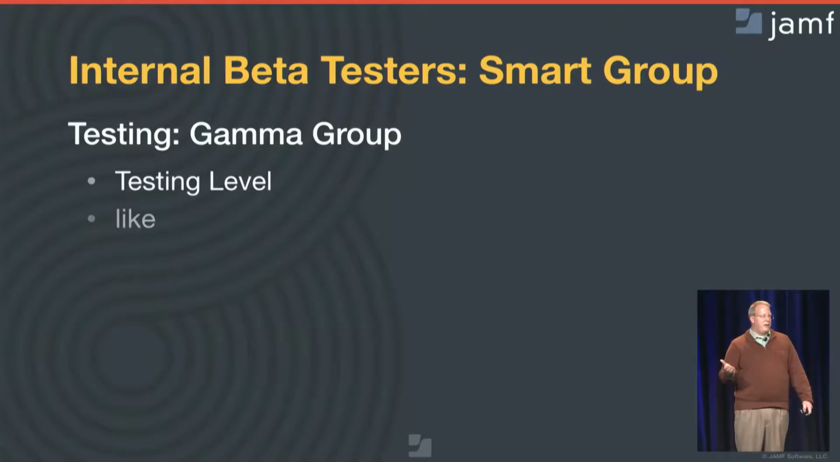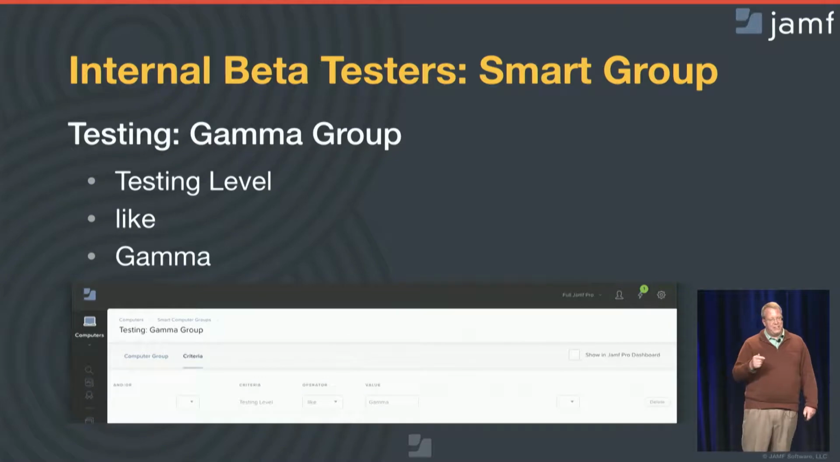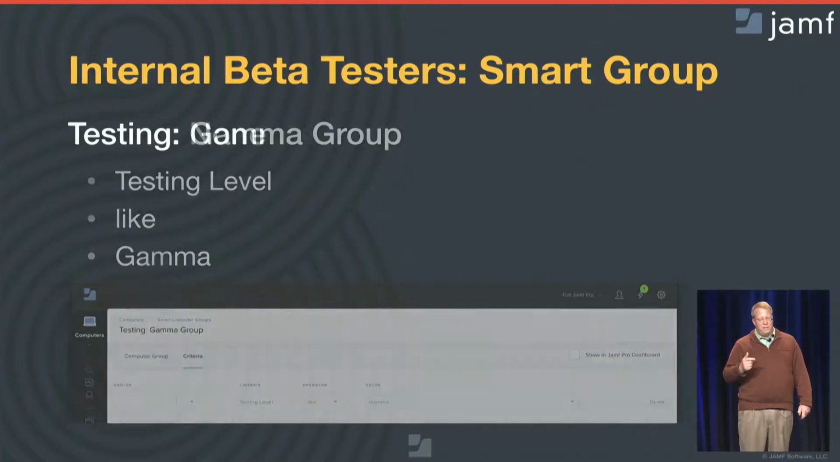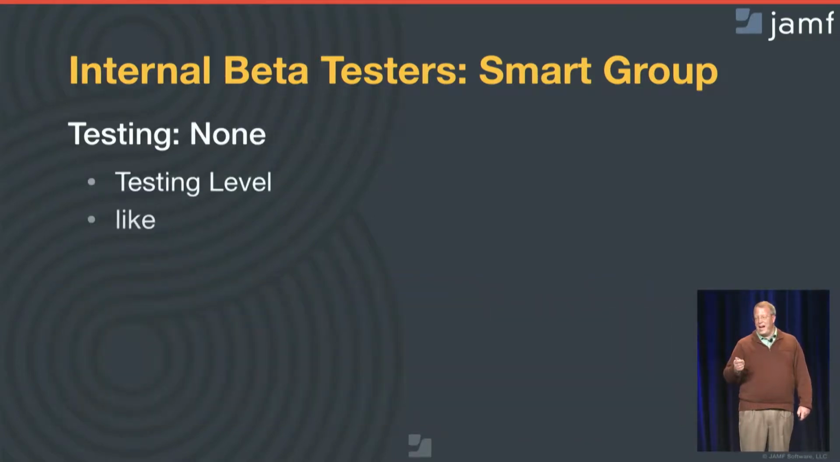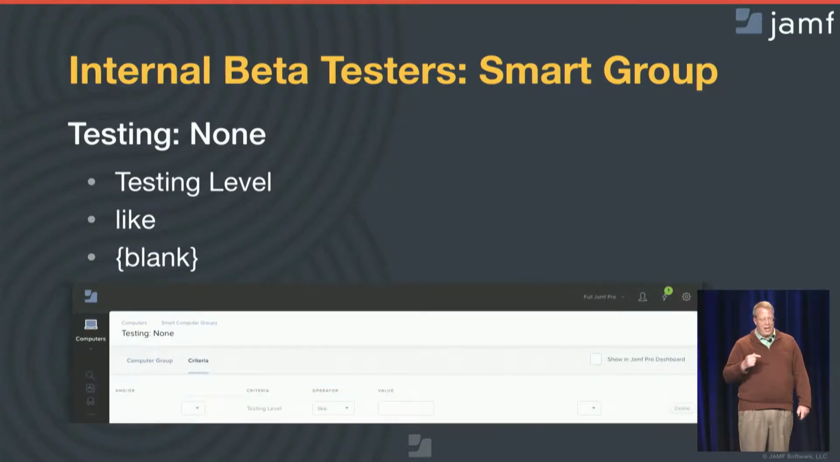So now we need some smart groups. We create 4 smart groups, 1 for each testing level, and then a 4th for those who have not opted in. So for the testing gamma group, here's what the criterion looked like: testing level like gamma. For computers which are not part of our testing group, it's testing level like blank.